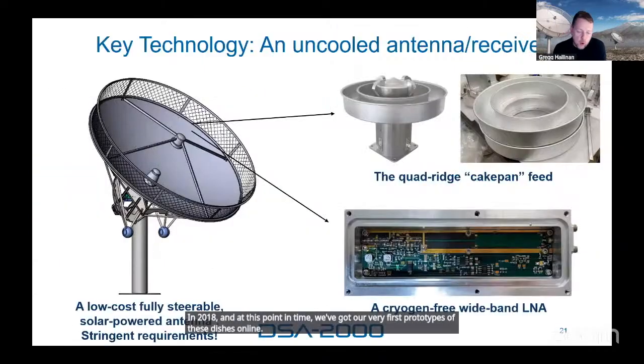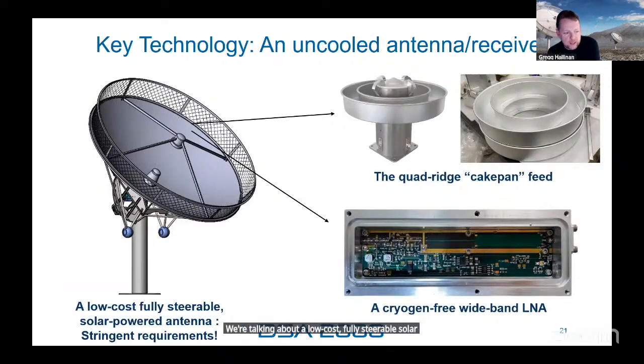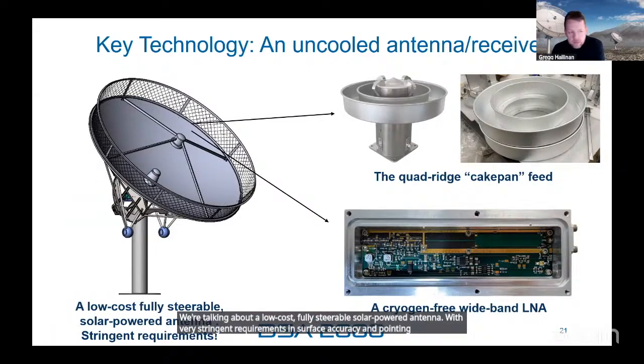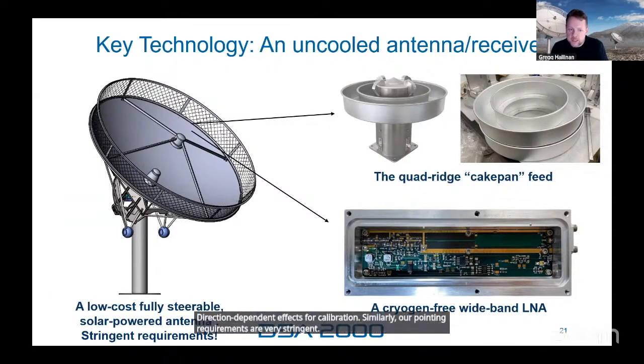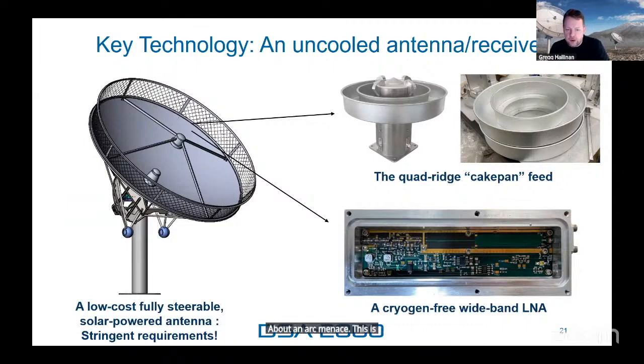We're talking about a low-cost, fully steerable, solar-powered antenna with very stringent requirements in surface accuracy and pointing. Sub-millimeter RMS, because the radio camera really cannot allow for any instrument-dependent, direction-dependent effects for calibration. Similarly, our pointing requirements are very stringent, about an arc minute. This is a picture of our now fully developed quad ridge cake pan feed. It's called the cake pan feed because it's made out of cake pans from a company called Fat Daddy-O.